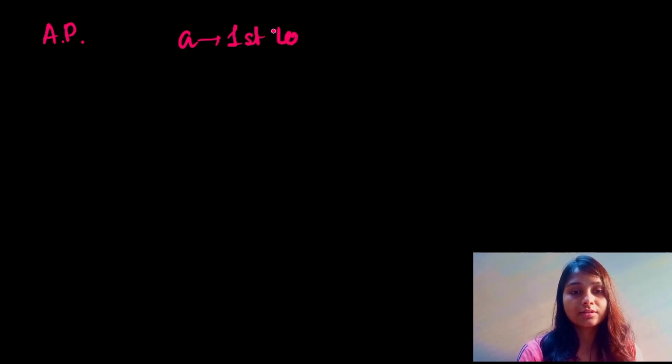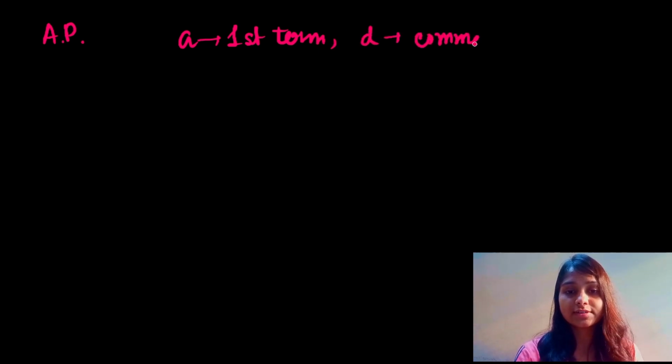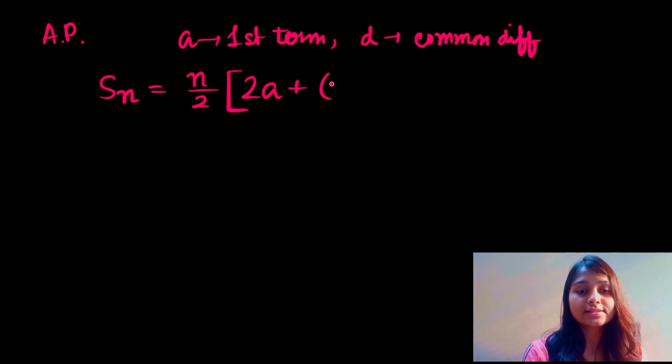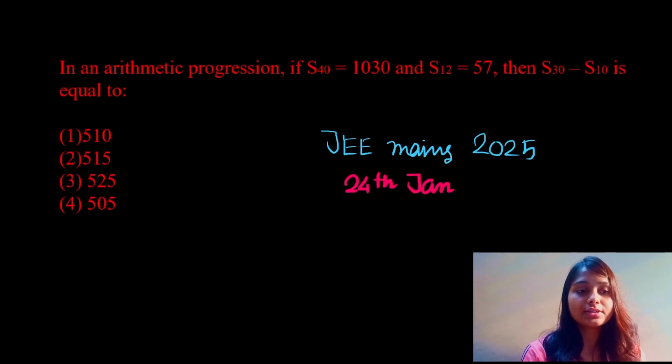For arithmetic progression, let me first discuss the theory part a little. For an arithmetic progression or AP, if we have a first number which is the first term, A, and a common difference which is D, then the sum of the first n terms, Sn, is n by 2 into 2a plus (n minus 1) into D. Okay, so in this question it is given that S40 is 1030.